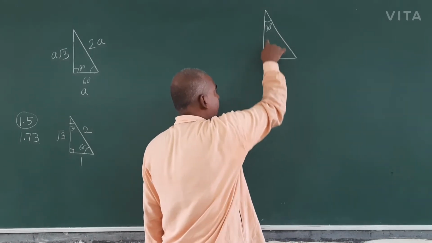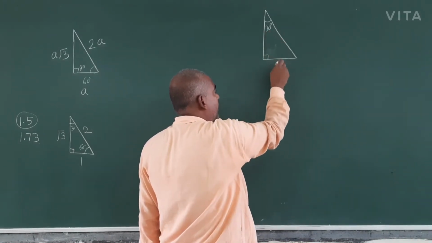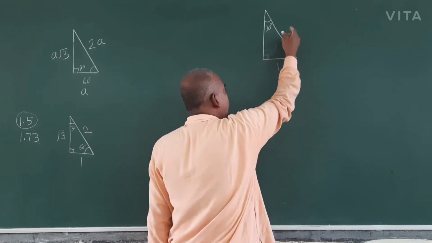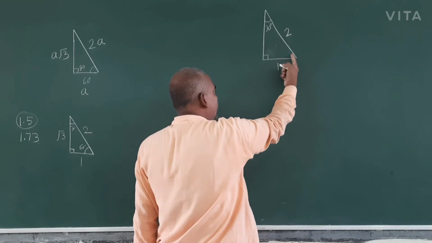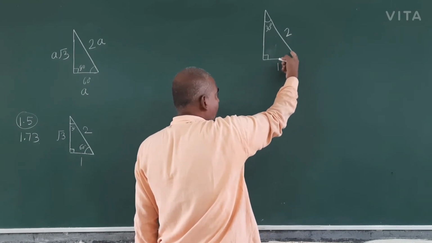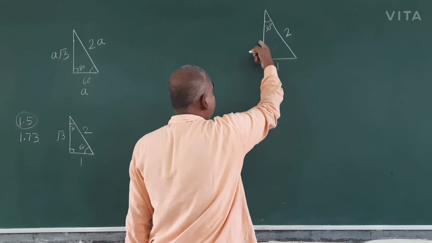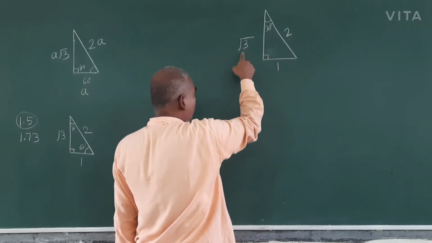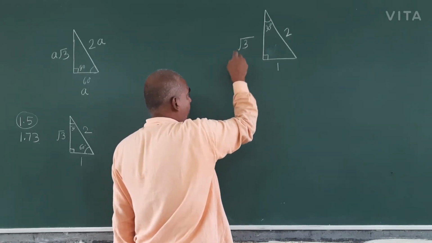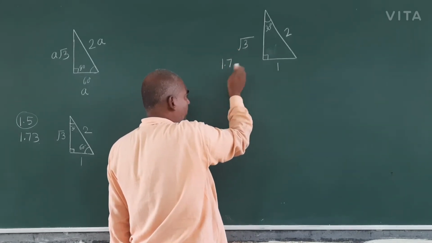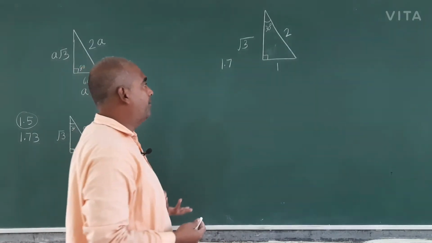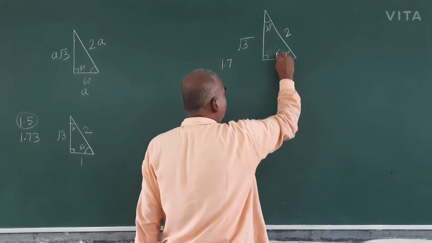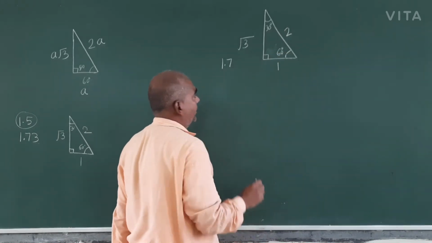If this is 30 and this is 90, the lowest side, opposite 30, is 1. The highest angle is 90, and just opposite to this will be the highest side, 2. And this is the 60 degree, the third one. So the sides will be in the same ratio. This will be root 3, which is more than 1.5, more than 1.7, but less than 2. So this is 60 degree. This is a very important triangle.